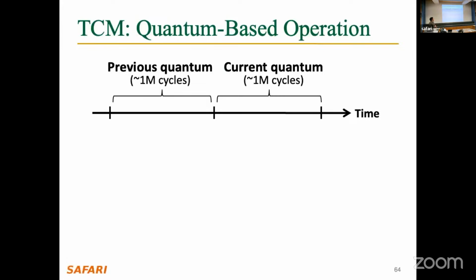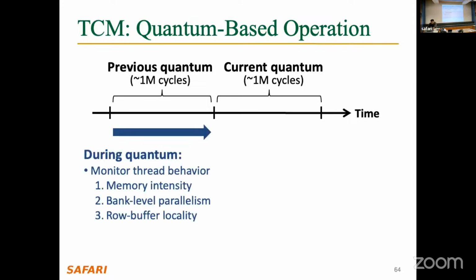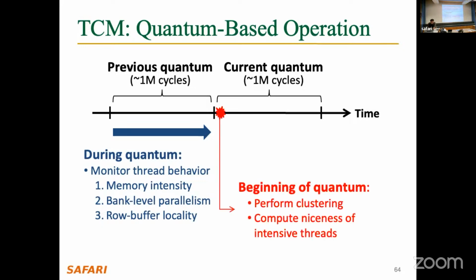Okay, so this is going back to that profiling answer that I gave. So you have a quantum-based operation. You profile the application in one quantum. You monitor some properties of your workload, such as memory intensity, bank level parallelism, and row buffer locality of your workload. And then in the next quantum, you will enforce this ordering that you came up with.